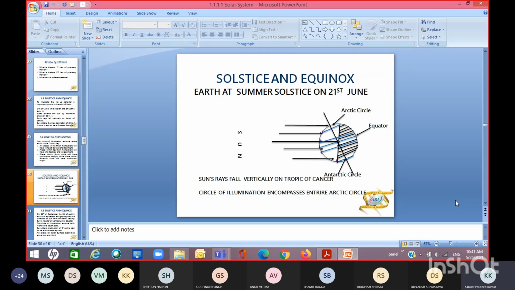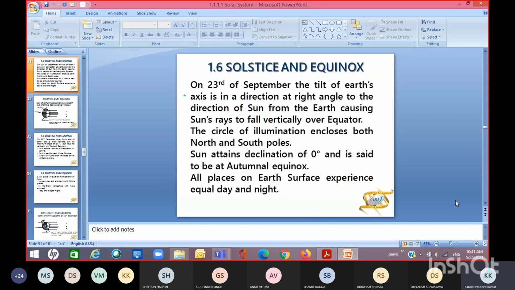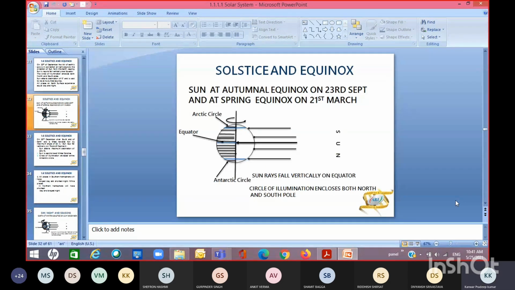Okay. So any question on the seasons you have? These are all split up diagrams reiterating the same thing we have seen in the video or in the main diagram. These are equinox, equal days and equal nights all over the world.